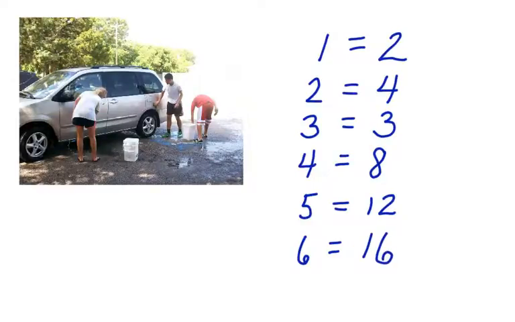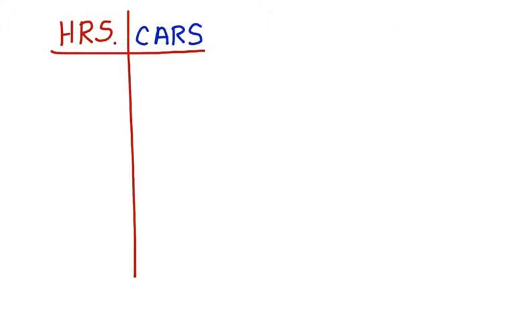Now, did you know that you can take this data and graph it? But before we graph it, let's put it in a table. Here's our table. We have hours on the left side of the table and cars on the right. So in the first hour, they washed 2 cars. In the second hour, they washed 4 cars.